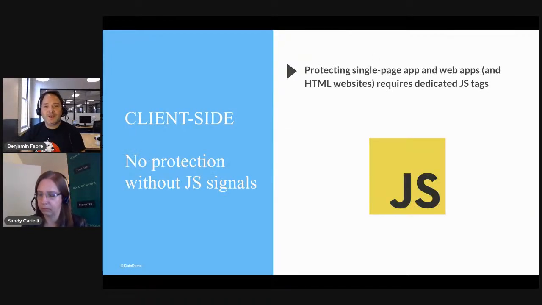The second part is the client side. No protection without JavaScript signals. So we are seeing a huge rise in the number of single page apps or web apps to leverage the new functionalities of the web browsers. And that creates a new challenge in terms of detection. So any modern web application must be deployed using a JavaScript embed to run the security.